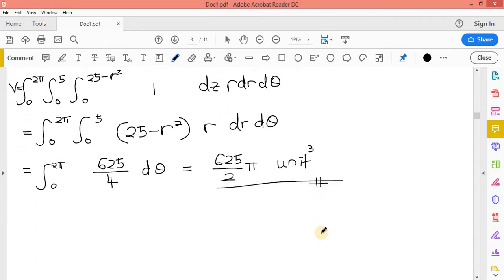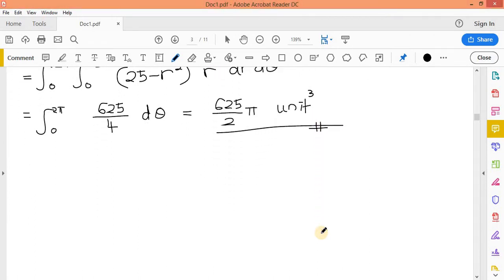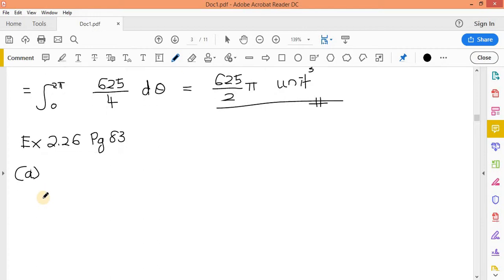Okay, we try one more question, which is example 2.26, page 83. Question A: find the volume of the solid bounded above. You must be used to wording such as bounded above, below, by what. You have to get used to this kind of sentence in order to identify the correct region.